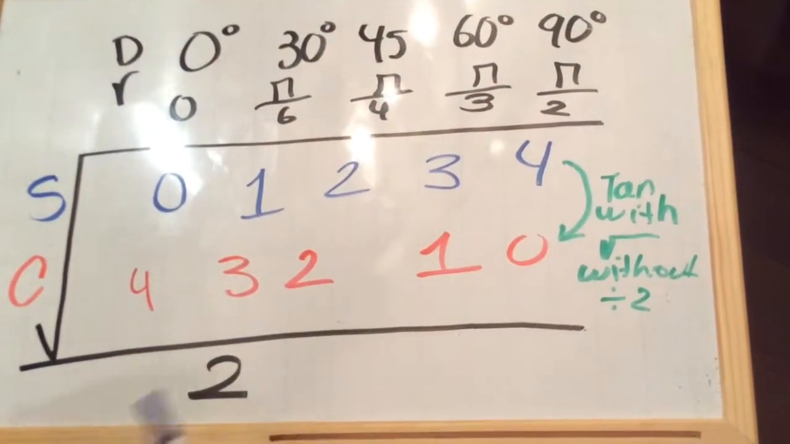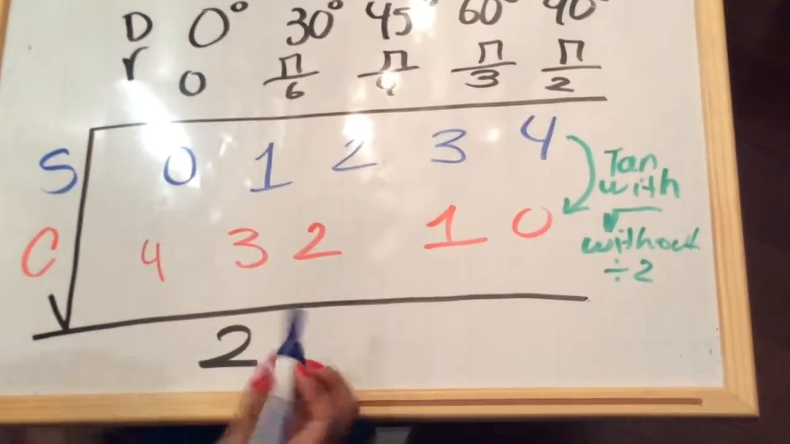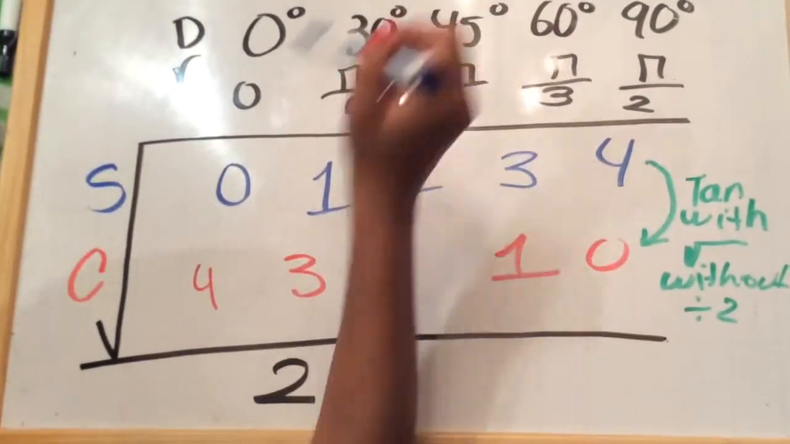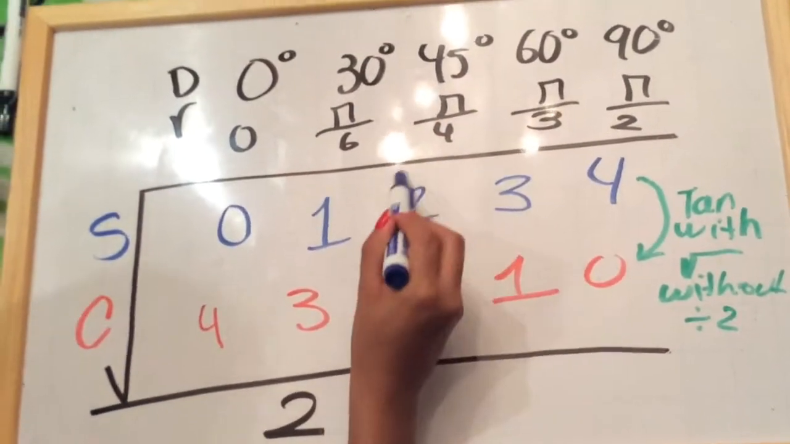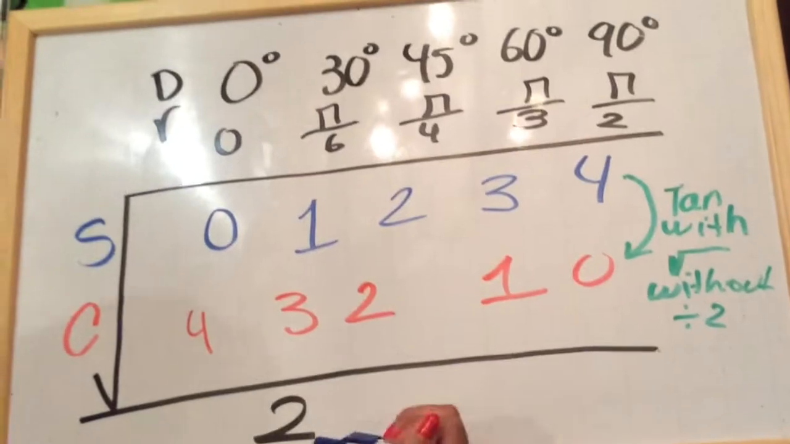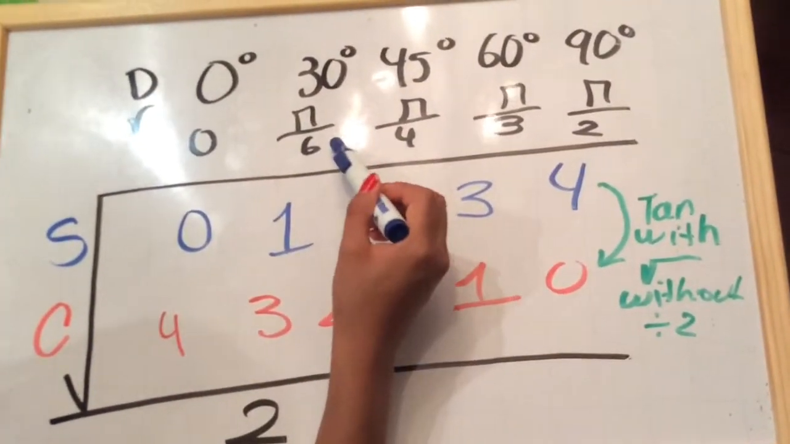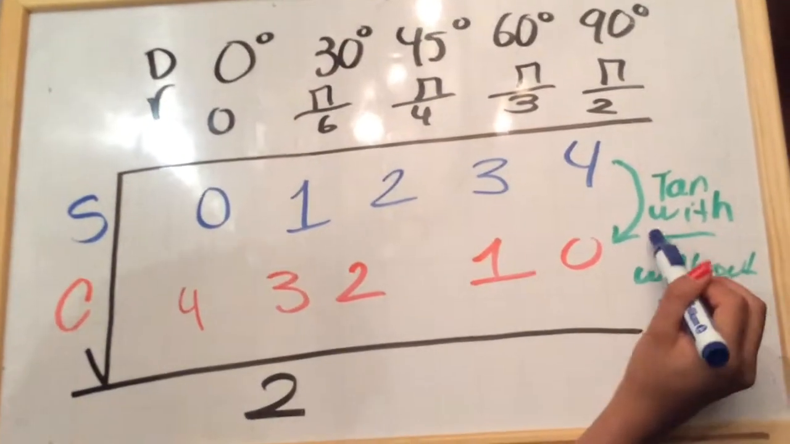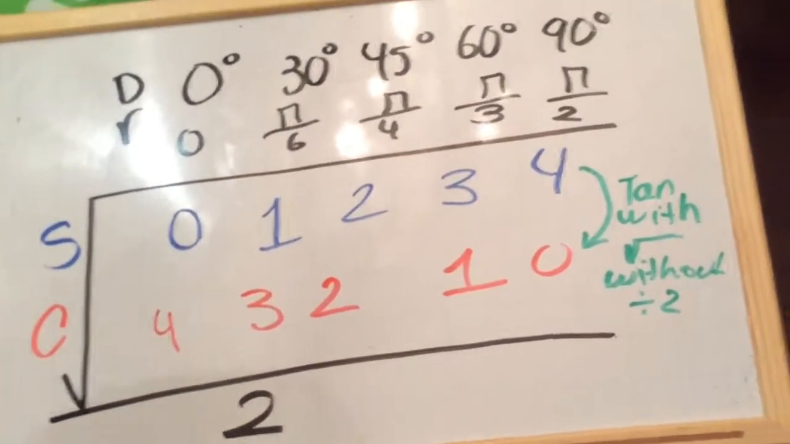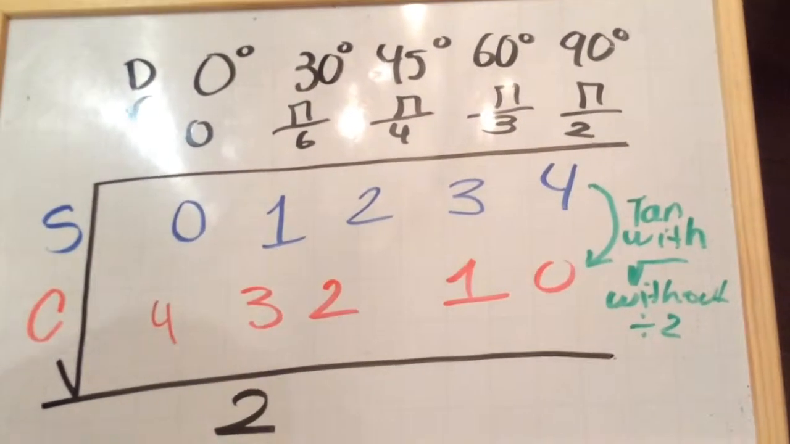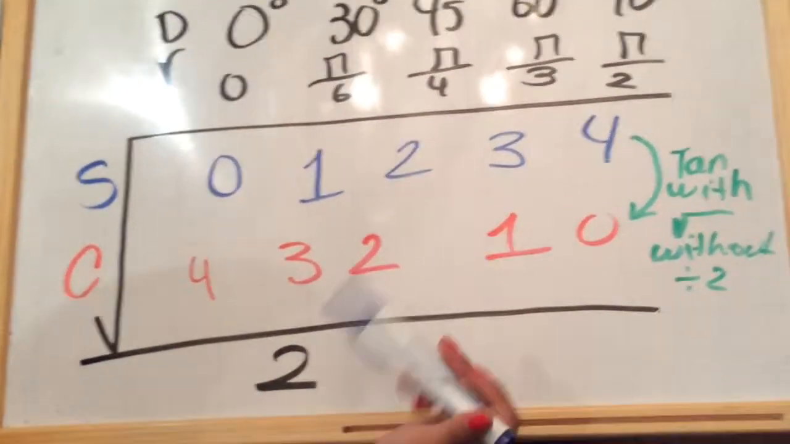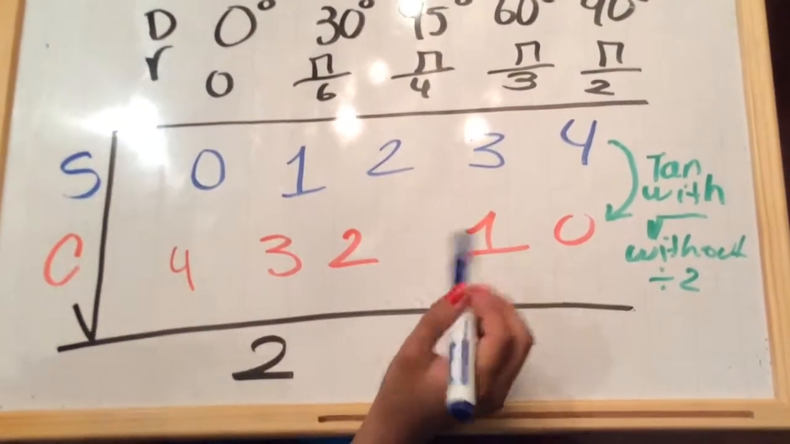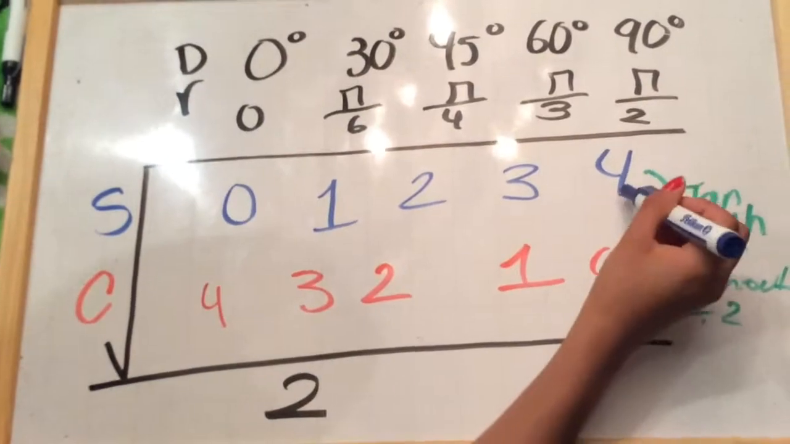So if you want to get, let's say, sine of 45, you will simply get the square root of 2 over 2. Or if you want to get cosine of pi over 6, you will simply get the square root of 3 over 2. And if you want to get tan, you just simply take the square root, but you don't divide. So for example, tan of 90 degrees will be 4 divided by 0 square root. That will be nothing.